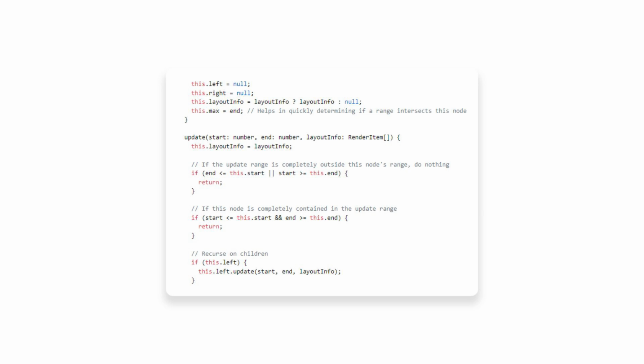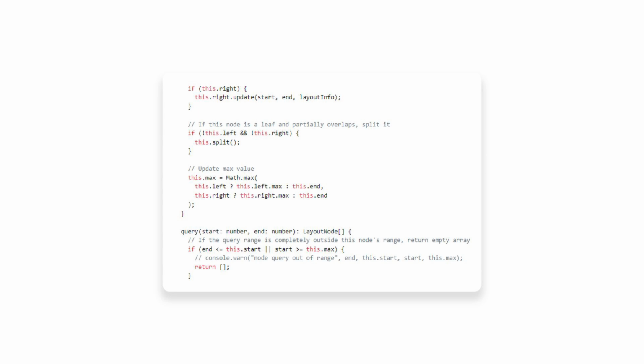It first checks if the update range is entirely outside this node's bounds, end < this.start or start > this.end, in which case it returns immediately without changes. If the update range completely encompasses this node, start <= this.start and end >= this.end, the method also exits without any changes. If neither condition applies, the method recursively calls update on the left child node if it exists to propagate the update. With these algorithms, we avoid overcalculating the entire tree.